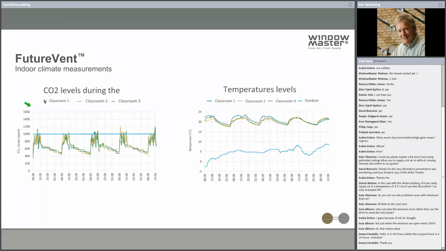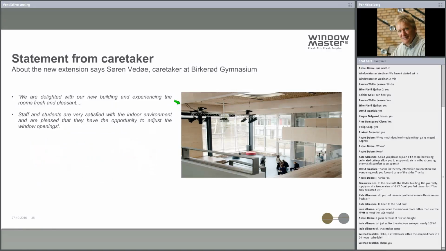So actually we also have some log data for this building type. So we have some CO2 levels during the winter time, and also some temperature curves during the winter time situation. So yeah, we can monitor this at all times and see if they comply with the guidelines as well. Yeah, and then we have some statements again from the caretaker, and he is very happy about this system as well.